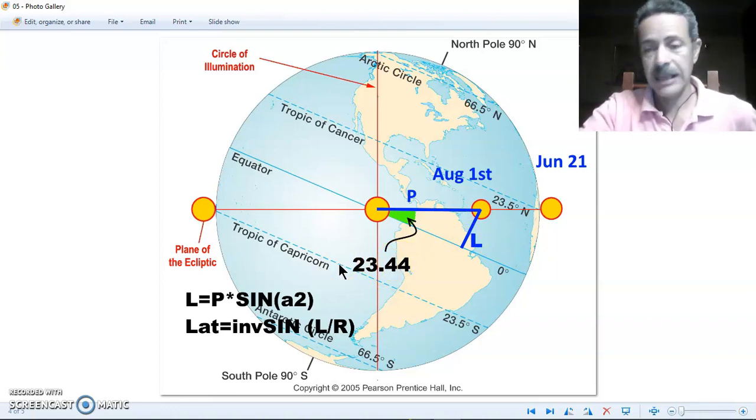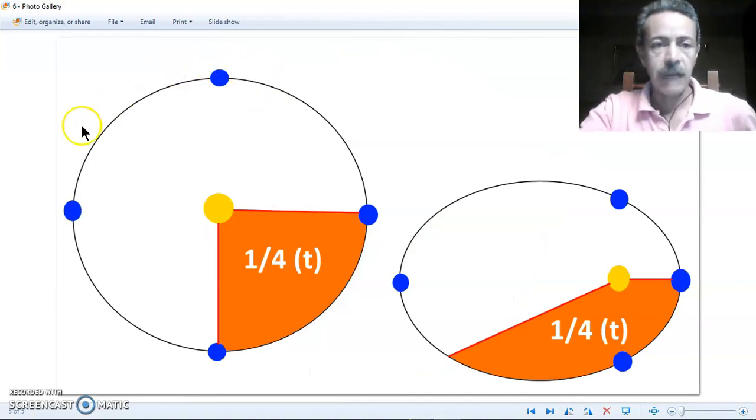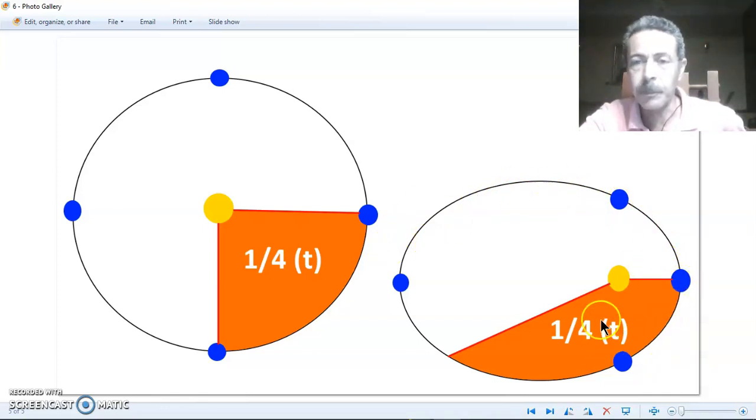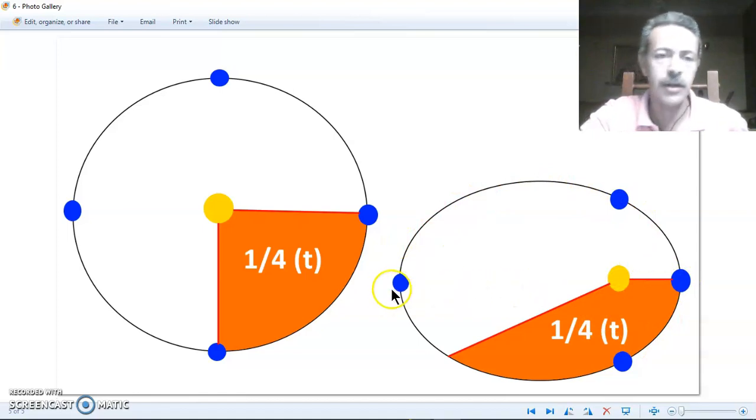But it's not that easy, because if the orbit was circular and here was the summer, then the equinox would be after a quarter of the period. But the orbit is not a circle, it's an ellipse. So after a quarter of the period, it's here, not here. And this is like the actual Earth around the sun. Of course, it's exaggerated, but this is how it goes. The timing between the seasons is not the same.